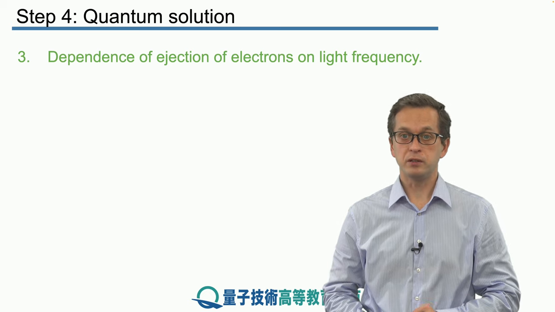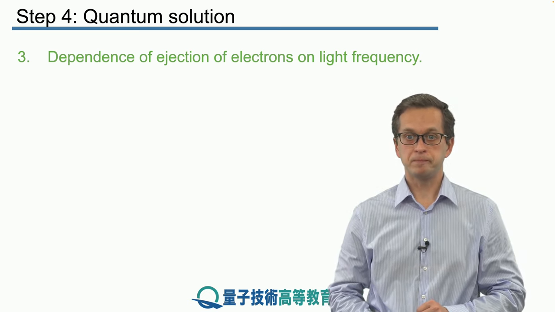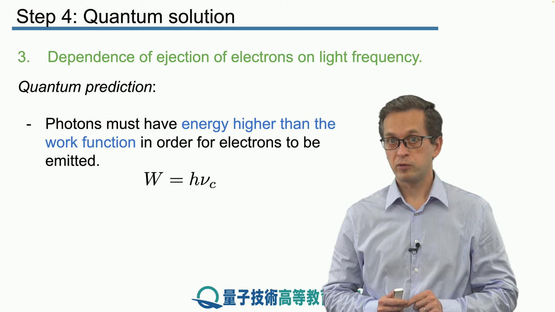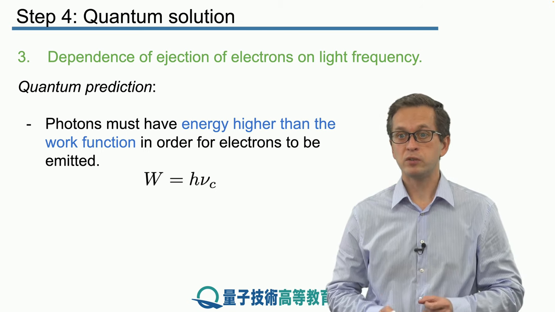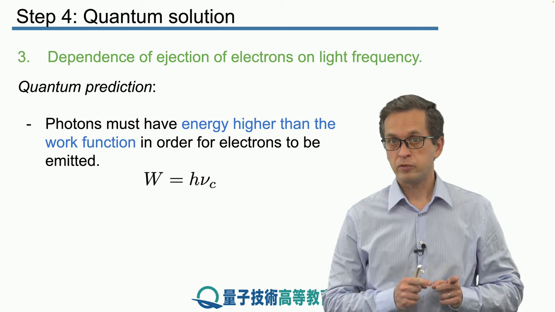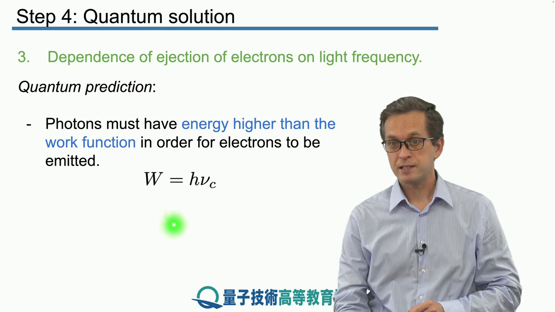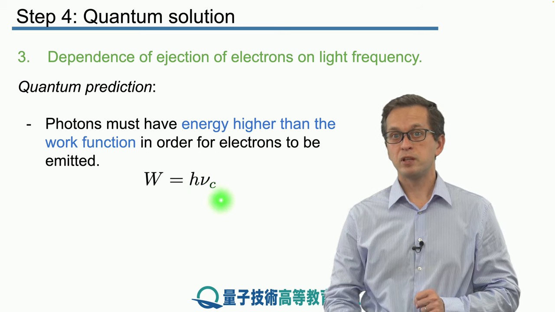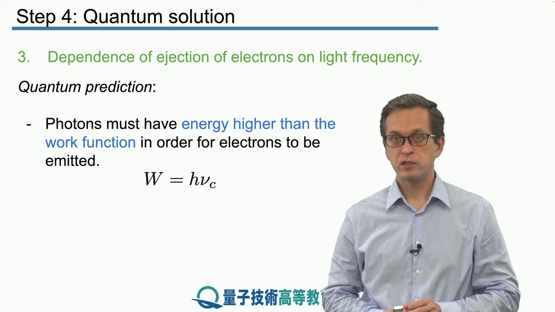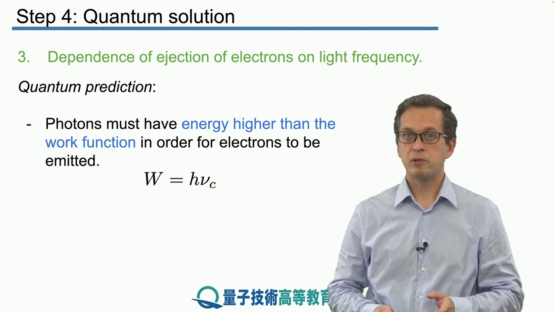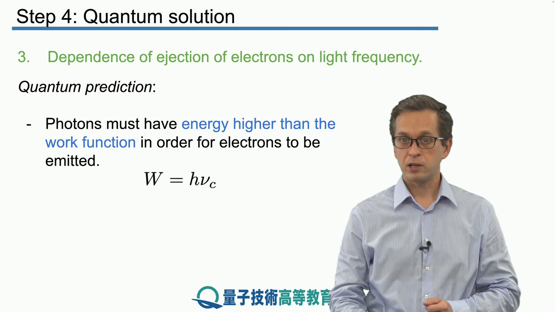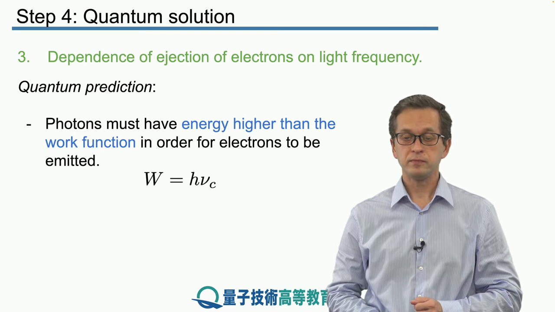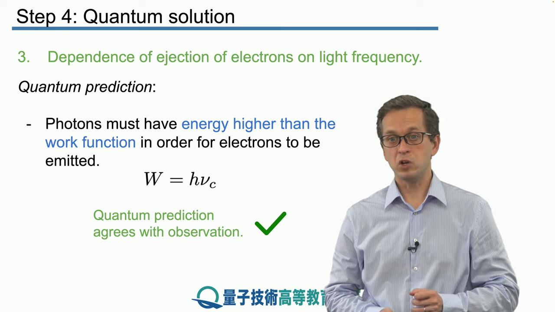Let's move on to the third observation, the dependence of ejection of electrons on the light frequency. And here we see again, in order for the electron to be ejected from the metal, it must receive at least the energy given by the work function W, meaning that the energy of the incoming photon must be at least this amount corresponding to the work function. So there is a clear cutoff frequency. As we said in the previous couple of slides, if the energy of the photon is below this frequency, it corresponds to energy which is less than W, meaning the electron does not get ejected. So clearly from Einstein's theory, the cutoff frequency emerges very naturally. And again, the quantum prediction agrees with the observation.